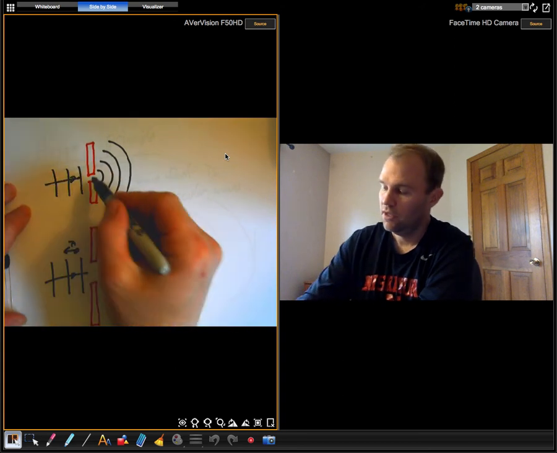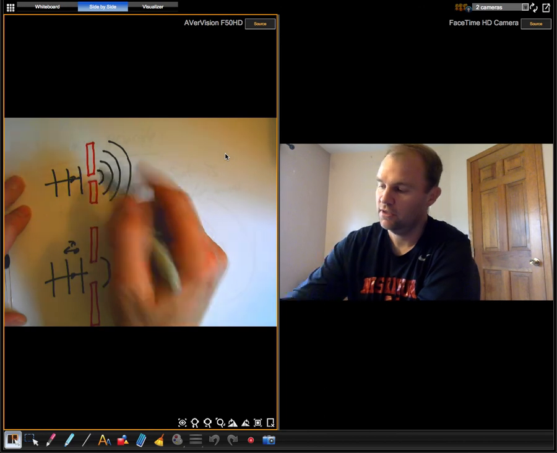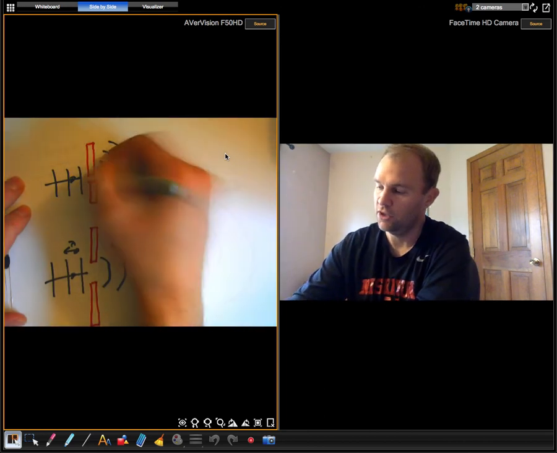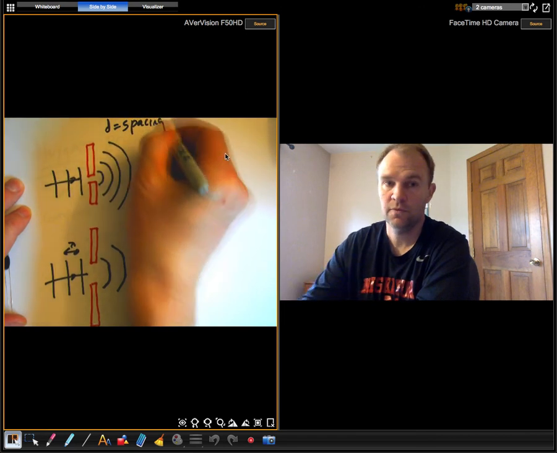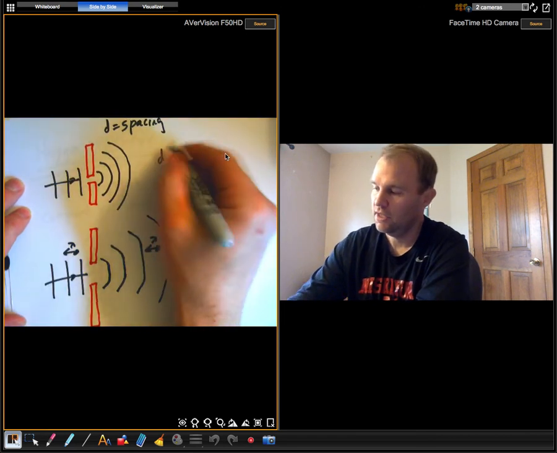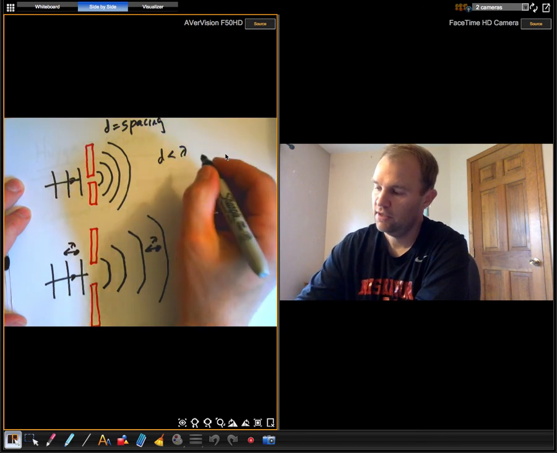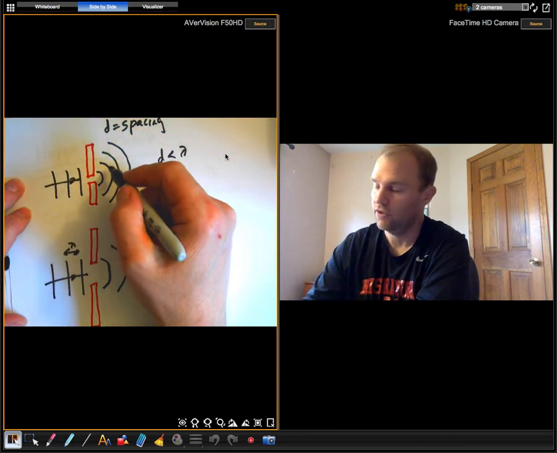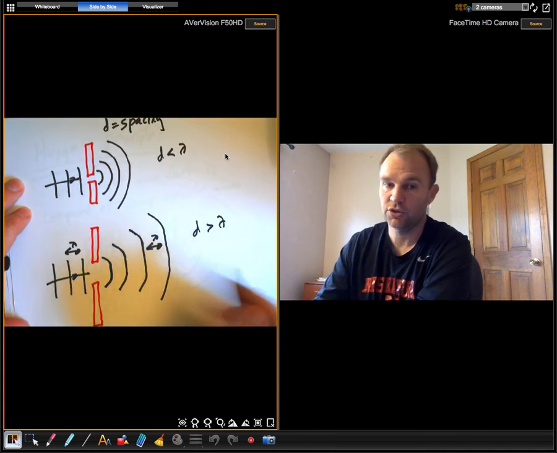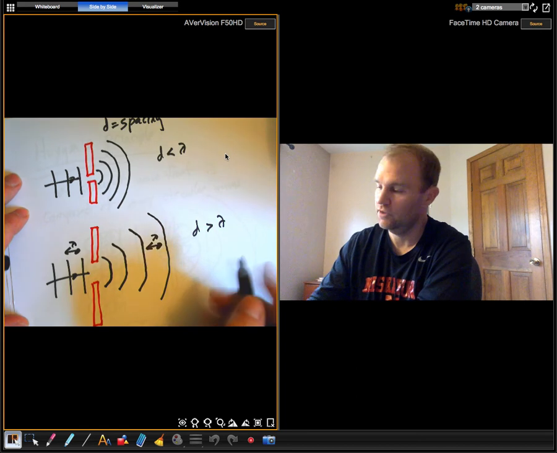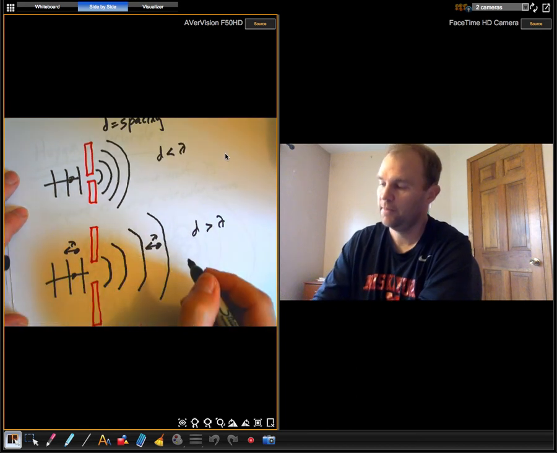So when we look at the spacing here, this value that maybe we could call D, when D is less than the wavelength, we get these more circular fronts. When D is greater than the wavelength, we start to get a lot more straight fronts. Okay, so D again is the spacing in here.